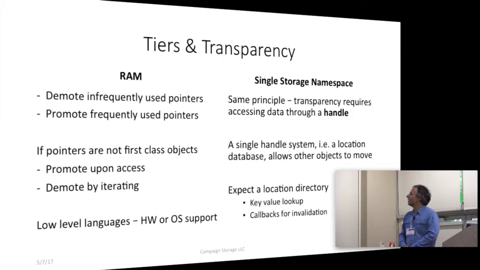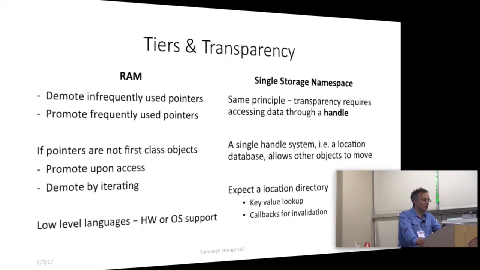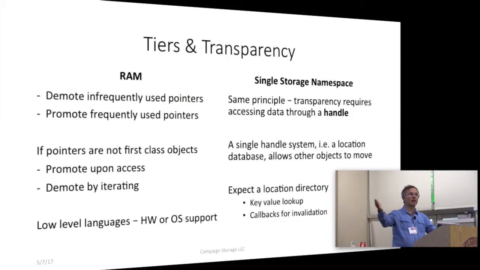A big topic in tiers of storage is transparency. Transparency in RAM would basically mean that pointers can migrate between different memories where the compute is happening. This could be memory on the chip, like HBM, or memory just outside of the chip. This is relatively easy if the pointers are not first-class objects. You can promote them and rename them because the programming language will redirect you to the physical pointer. But low-level languages will need hardware or operating system support, things like page table manipulation and so on. So these things are beginning to appear, transparency at the RAM level.